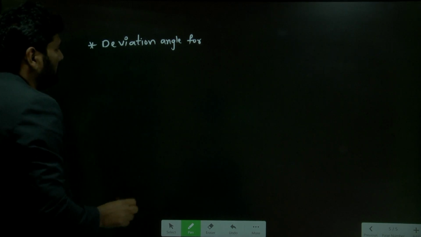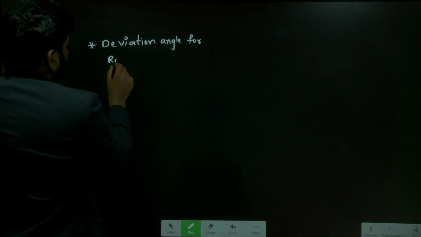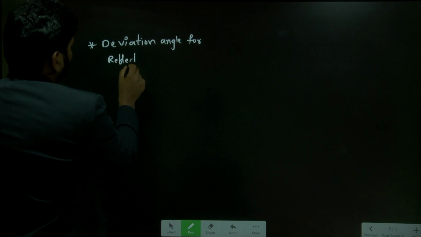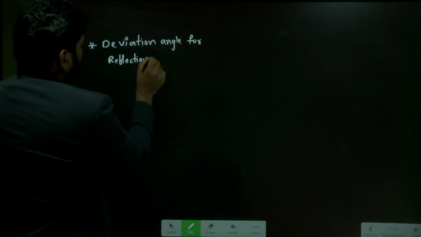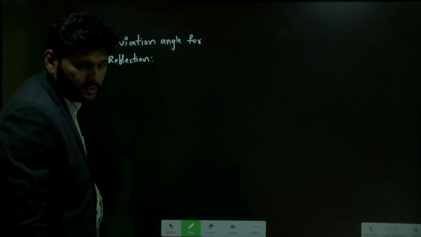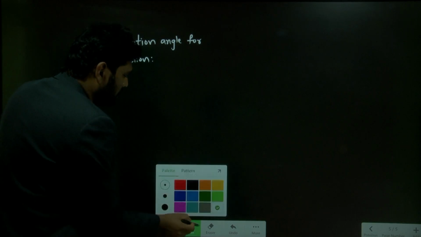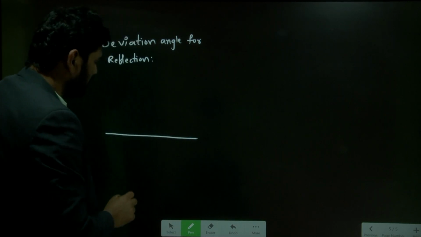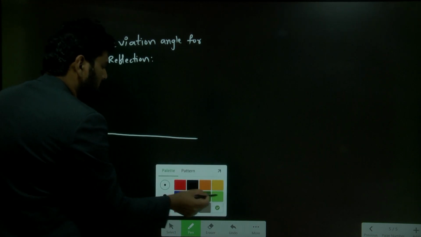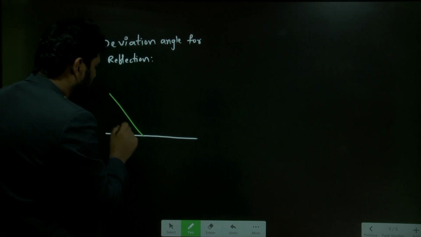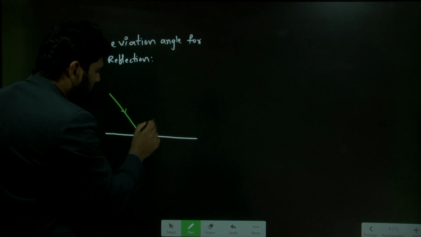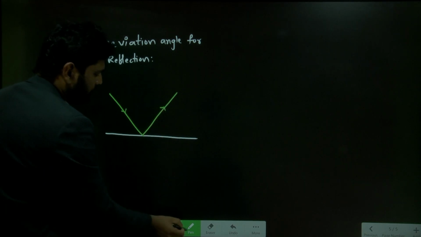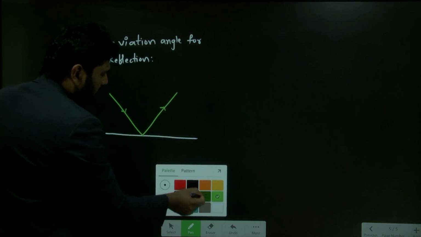Deviation angle for reflection. As you know, this is a surface, this is your incident light ray, and this is your reflected light ray. Understand?